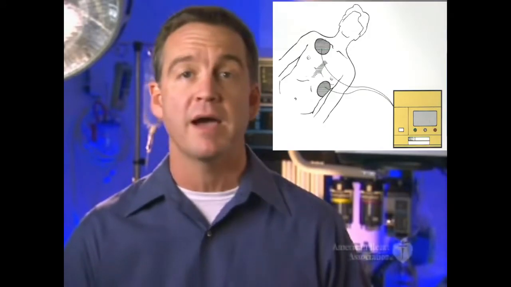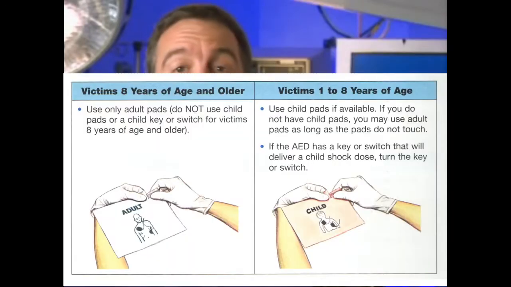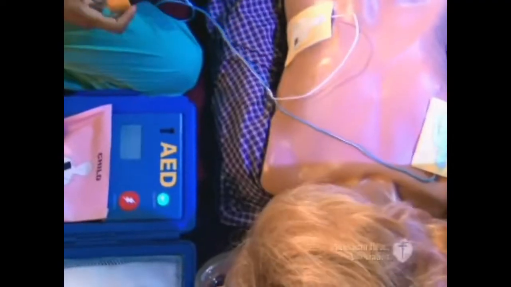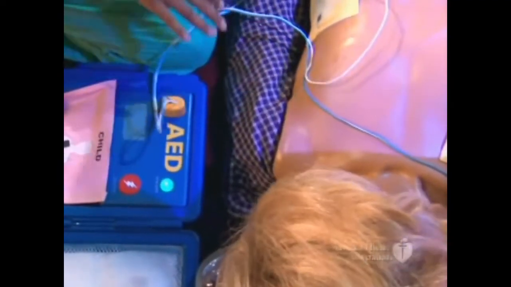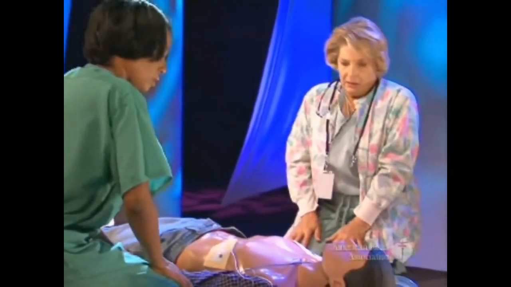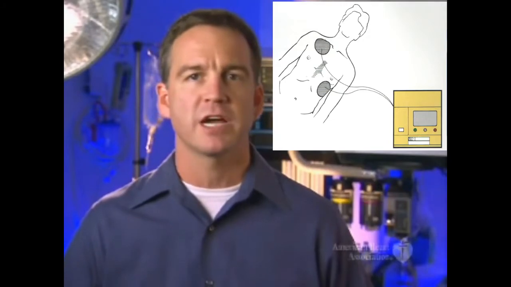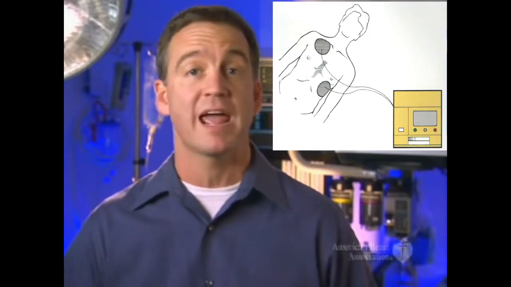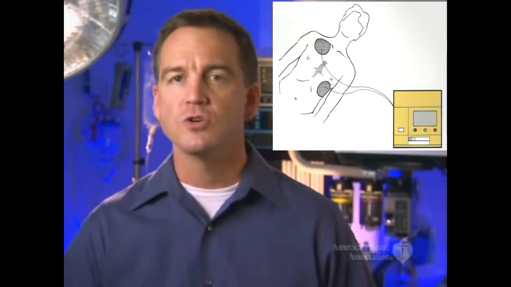With two rescuers, don't stop CPR until the AED pads are attached to the chest and you are ready to let the AED analyze the victim's heart rhythm. Plug in pad's connector next to flashing light. The AED is now ready to check the victim's heart rhythm. Most AEDs begin to check the rhythm as soon as the pads are attached and connected. For others, you press an analyze button. Analyzing heart rhythm.